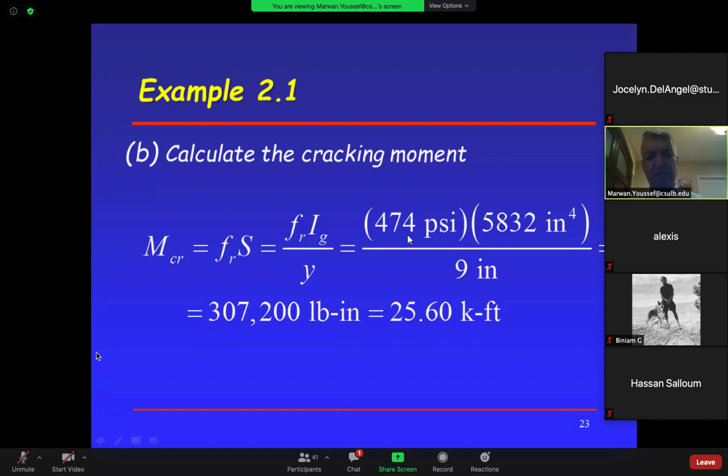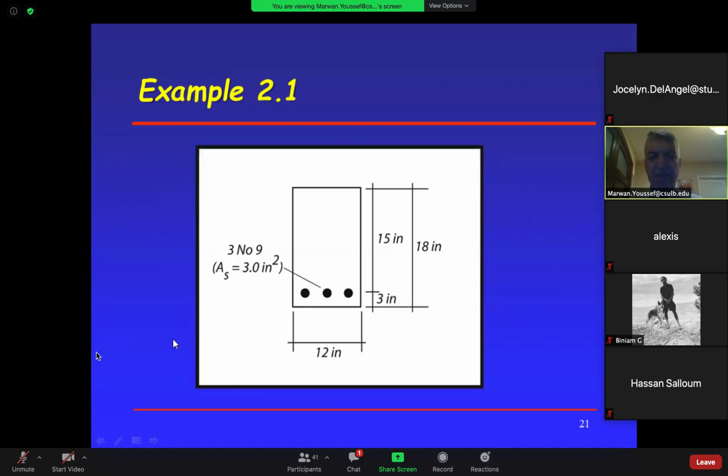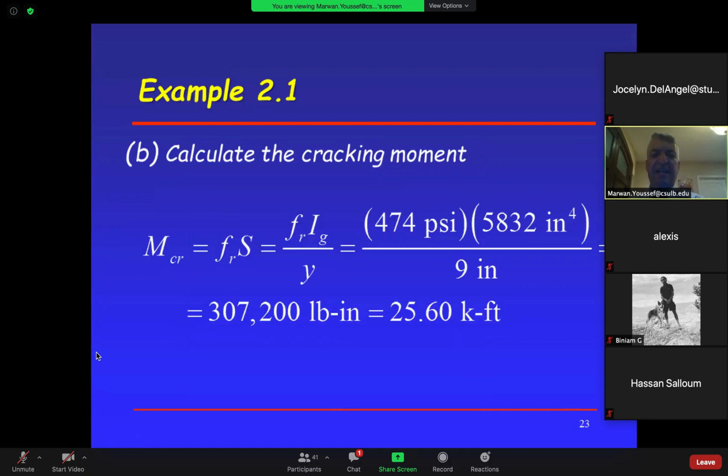FR is what? This is when it's going to crack, so it's 474. That was given in the problem. It's telling me the tensile stress when the beam is going to crack is that. So I put that in, and then IG I calculated, and now Y is 9. So M cracking is going to be 25.6 kip-feet. All right? Now, let's look at the number.